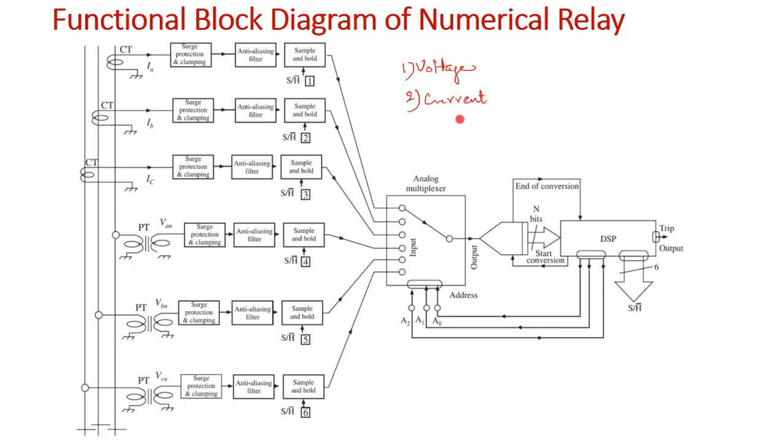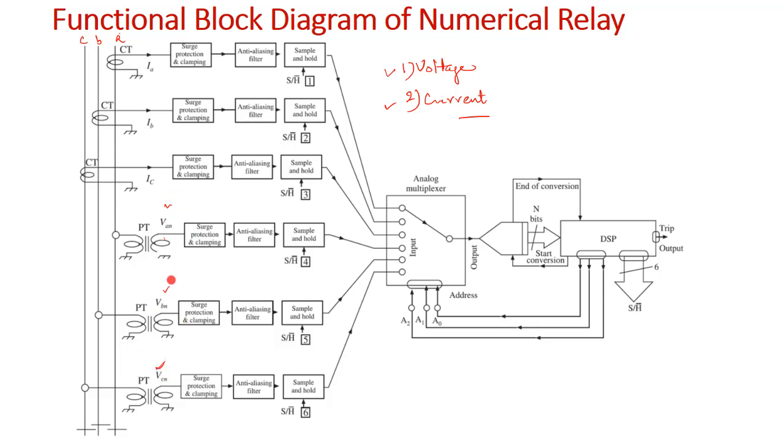So if we consider a three phase system like it is shown here, phase A, phase B and phase C, right? For a three phase system, if we consider these two signals, we need six CTs to be connected. Sorry, three CTs and three PTs to be connected. So three CTs will give the phase currents IA, IB, IC. And similarly, three PTs will give us the phase to neutral voltages VAN, VBN and VCN, right?